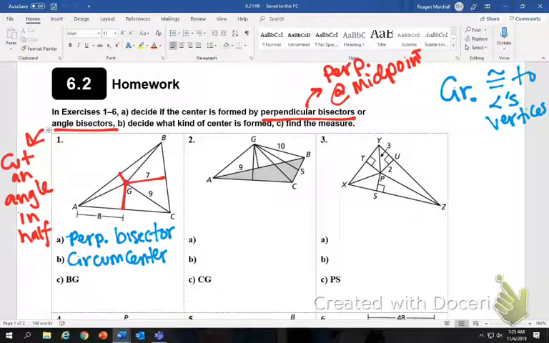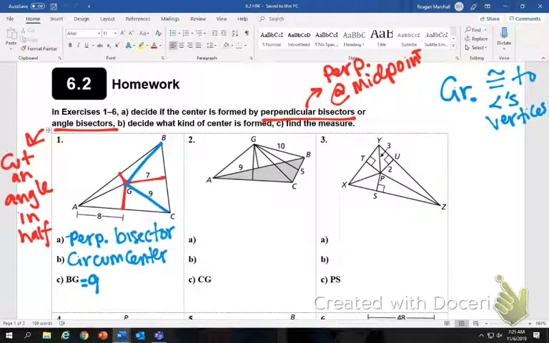It says solve for BG. So you need to look for another line that goes to a vertex, and it would be GC. So BG is 9. If any of these were wrong, it'd be -1 for each one that was wrong.